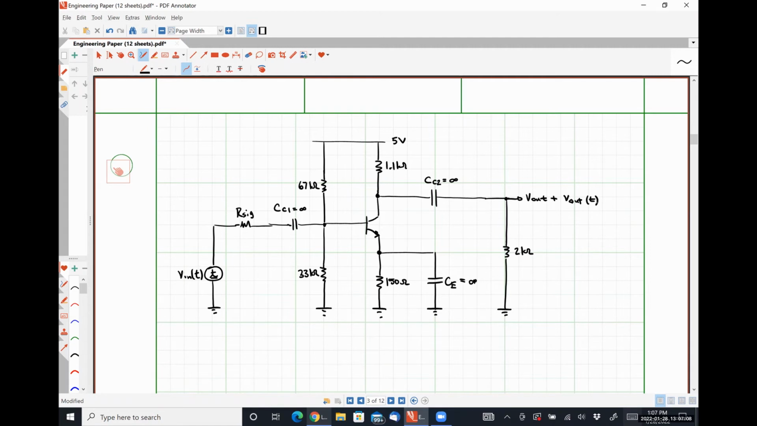But at AC frequencies, it actually winds up looking like it's in parallel with this 1.1 kilo ohm resistor, which I'll explain probably on Monday. So we have to use this coupling capacitor here to prevent this 2 kilo ohm resistor from influencing the bias point of our system. This coupling capacitor CC1 over here does a similar thing.